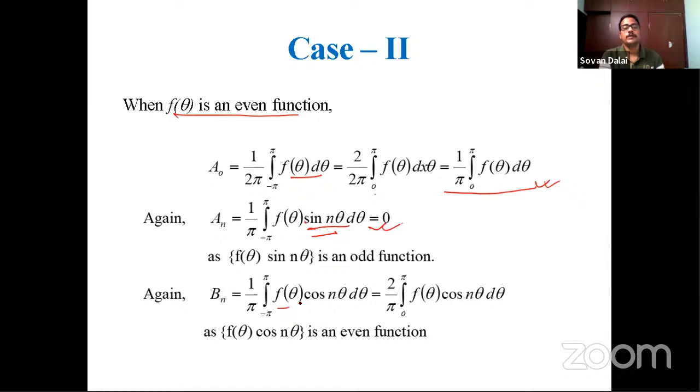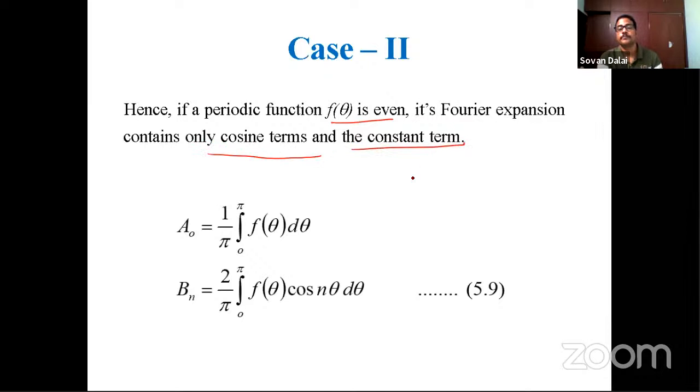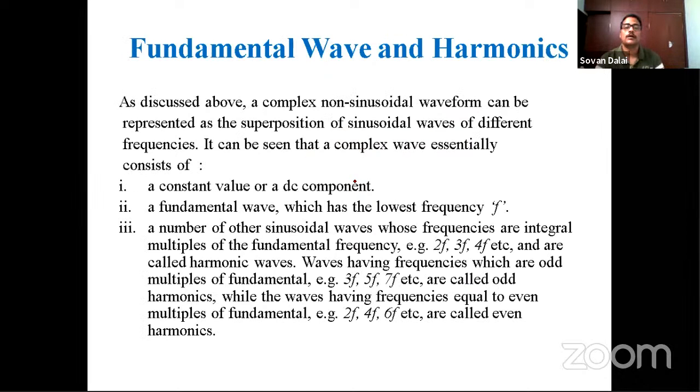And f(theta) is even, cos n theta is even. So ultimately their product is even. So we'll get some definite value. So our conclusion is that in the case of an even function, these two terms are present, a0 and an, and all the sine terms are 0. Hence, if a periodic function is even, its Fourier expansion contains only cosine terms and the constant term.